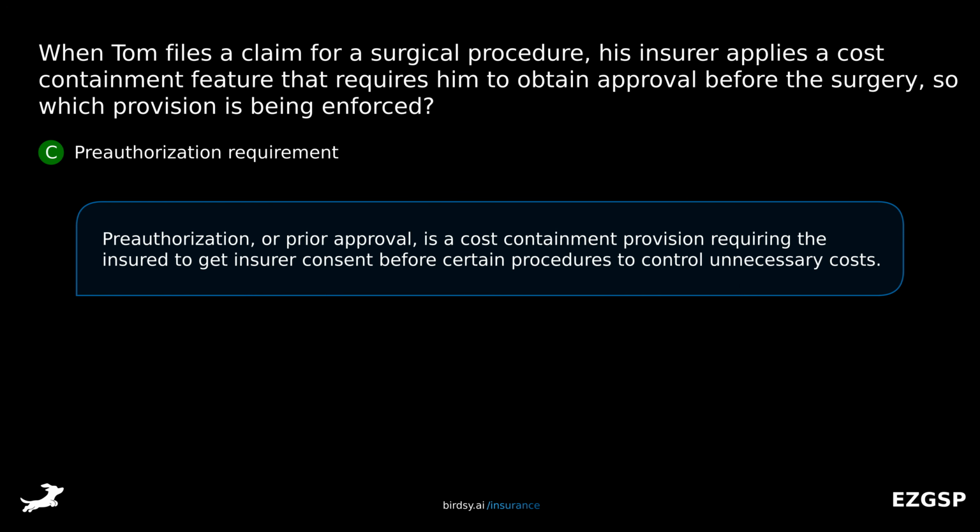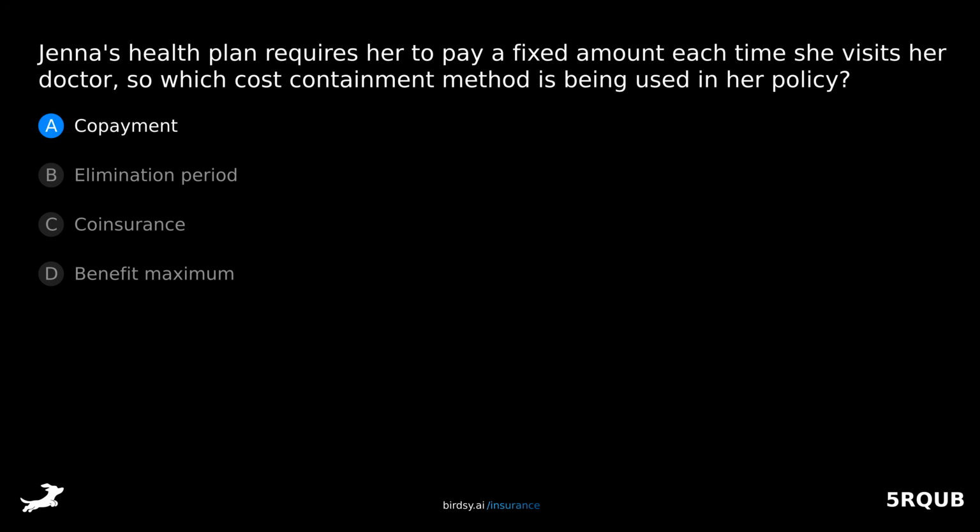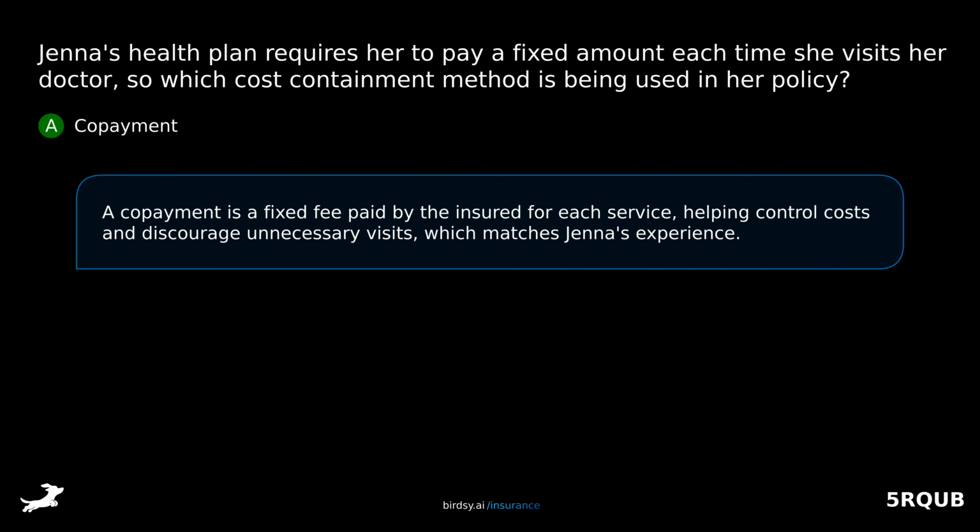Jenna's health plan requires her to pay a fixed amount each time she visits her doctor, so which cost containment method is being used in her policy? Is it A, copayment, B, elimination period, C, coinsurance, or D, benefit maximum? The correct answer is A, copayment. A copayment is a fixed fee paid by the insured for each service, helping control costs and discourage unnecessary visits, which matches Jenna's experience.